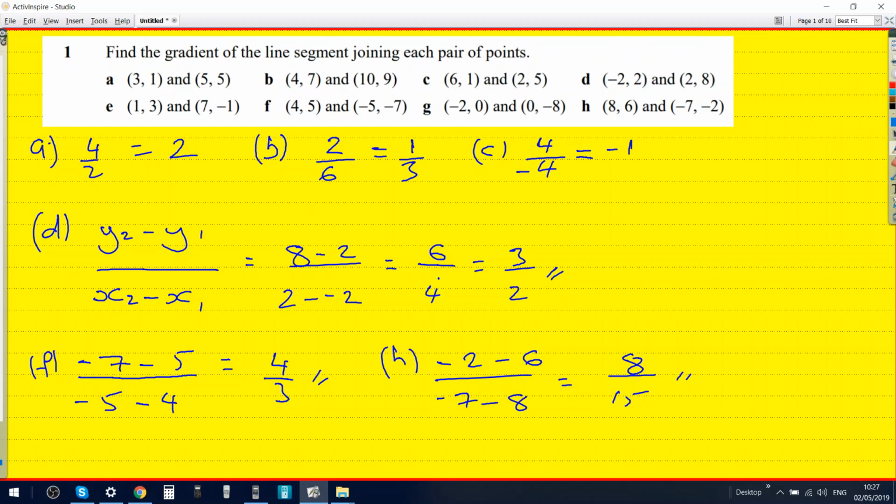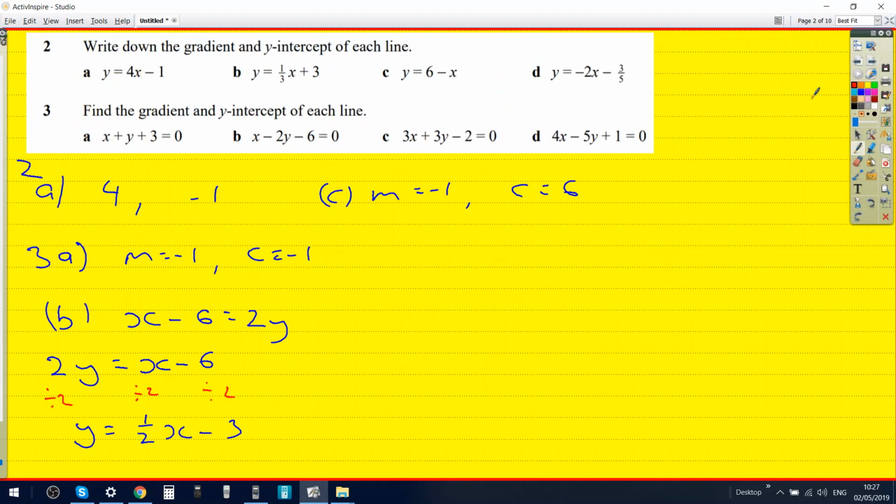Okay, how do you find gradient of a line segment between 2 points? Gradient is y2 minus y1 over x2 minus x1. Yeah, and that just tells you how many up on the top, how many right on the bottom. So you're okay for this one. Yeah, you're okay for that.